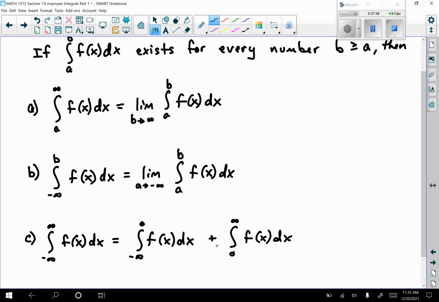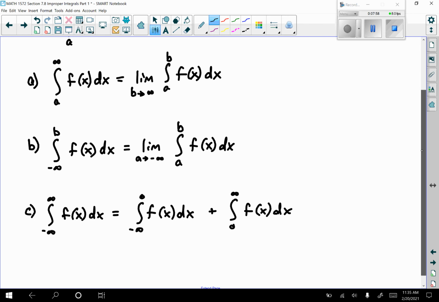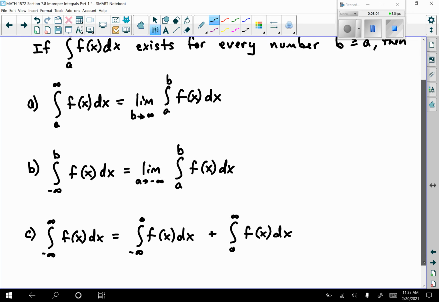It depends on the situation. If it's our choice, I would suggest using zero. And again, all of these are provided that the limit exists as a finite number.